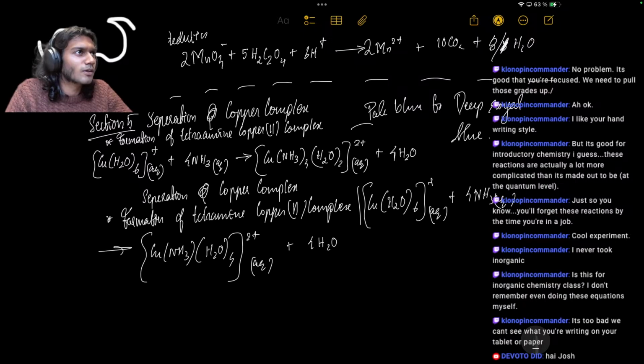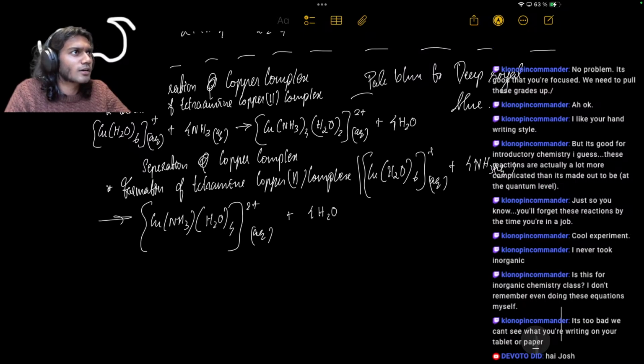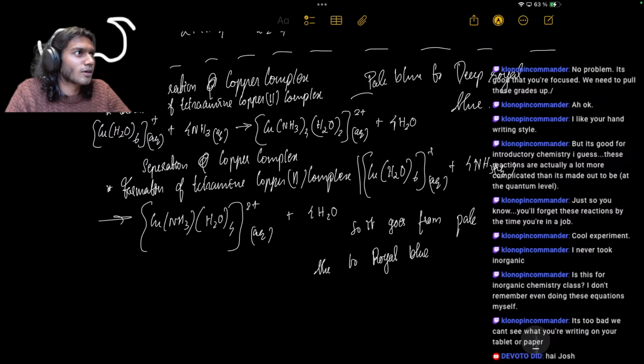4H2O. Okay, I believe them. So it goes from pale blue to royal blue color. It's doable.